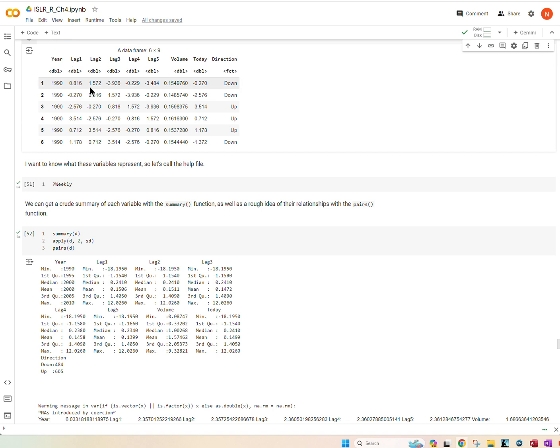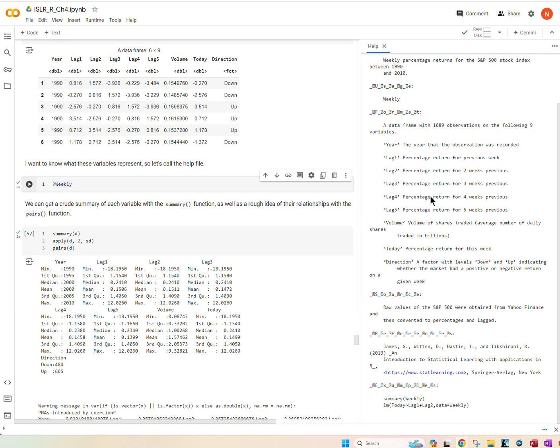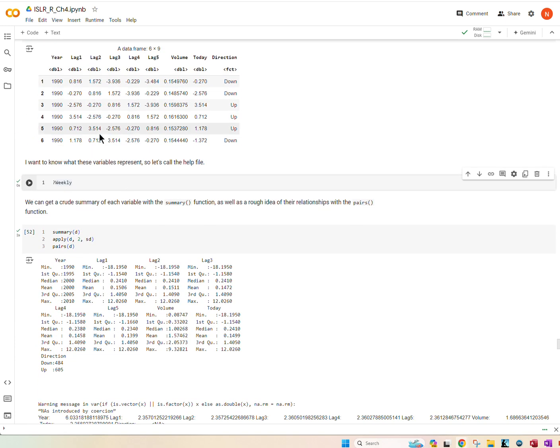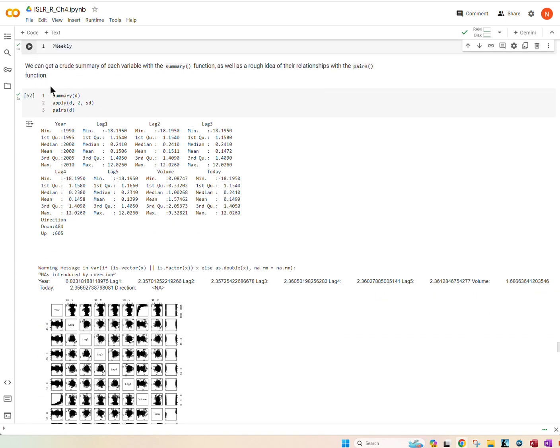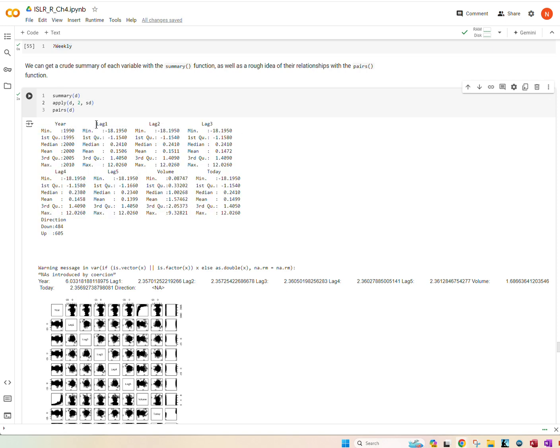The reason that I know what is being represented by these variables is because I can call up the information file on Weekly with a question mark, ?Weekly, and if I do that, I get all this stuff pulled up that tells me what the different variables mean. Now we're supposed to produce some numerical and graphical summaries. One way that we can produce these summaries is with the summary function. If I run it, I get a little bit of a printout for each of the variables. For instance, for Today, I get the minimum value, which would be the biggest drop, as well as the max, which would be the biggest gain. I also get a median and a mean, etc.